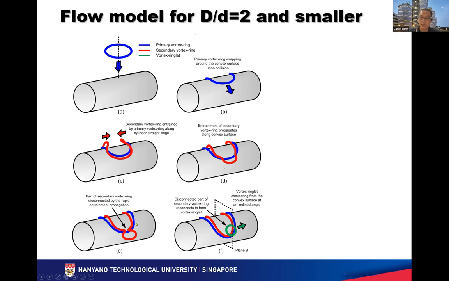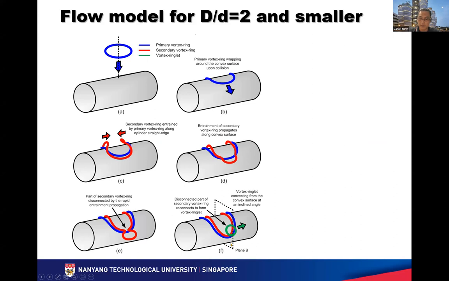So it's going to cause a necking, and the necking will lead to vortex disconnection and reconnection. If it happens, we're going to get a vortex ringlet over here. But since it happens somewhere along the convex surface at a certain angle, the resulting vortex ringlet is postulated to move at a certain angle, as we've seen from the experimental results.